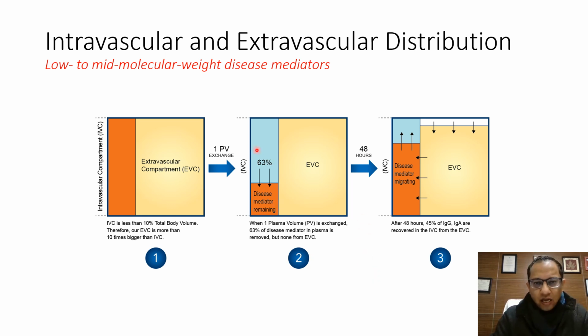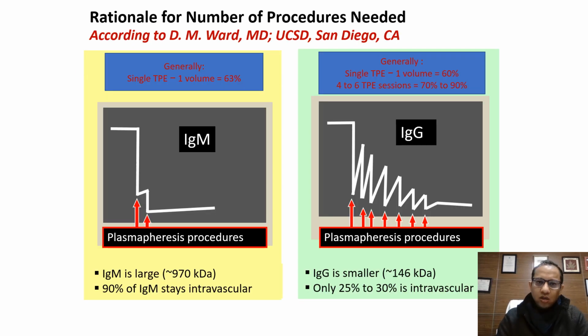Now, if it is IgM, it doesn't cross over and there is no rebalance. But if you are trying to cater to IgG that stays in the extravascular compartment, many a times it rebalances, and after around 48 hours, IgG and IgA are back to almost the same levels as before the plasma exchange. That is the concept which even David Ward also explained as to how many plasma volumes are needed for any disease. If it is IgM that we are catering to in the plasmapheresis procedure, which is a large molecule and 90% of which stays in the intravascular compartment, only 1 or 1.5 plasma volume exchange is going to remove all the disease mediator.